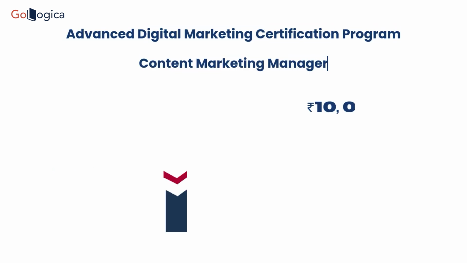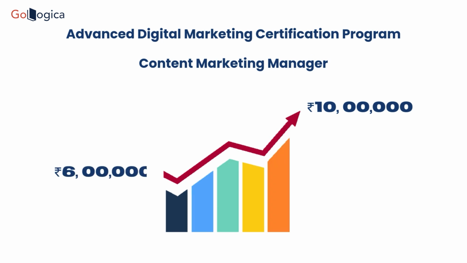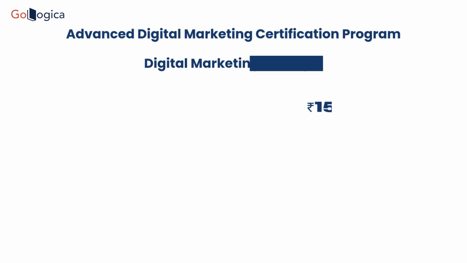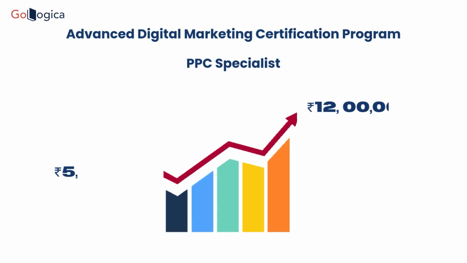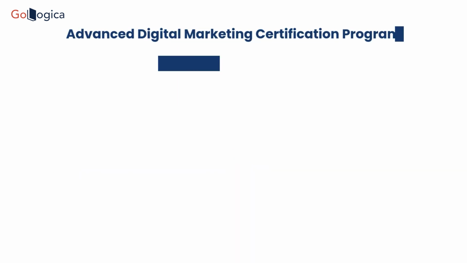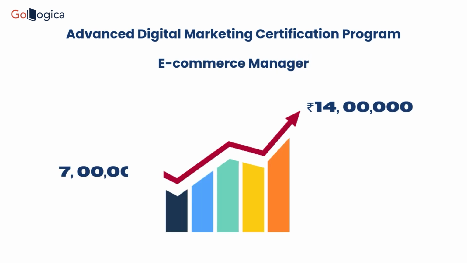Content marketing manager, $6,000 to $10,000 per annum, responsible for content strategy and execution. Digital marketing manager, $8,000 to $15,000 per annum, oversees entire digital marketing operations. PPC specialist, $5,000 to $12,000 per annum, manages paid advertising campaigns. E-commerce manager, $7,000 to $14,000 per annum, focuses on online sales and customer acquisition.